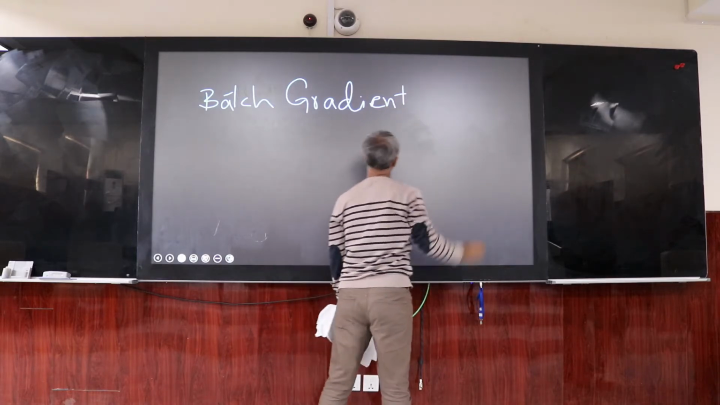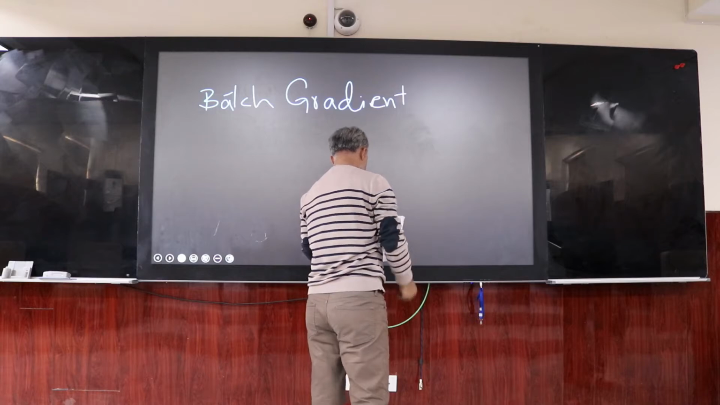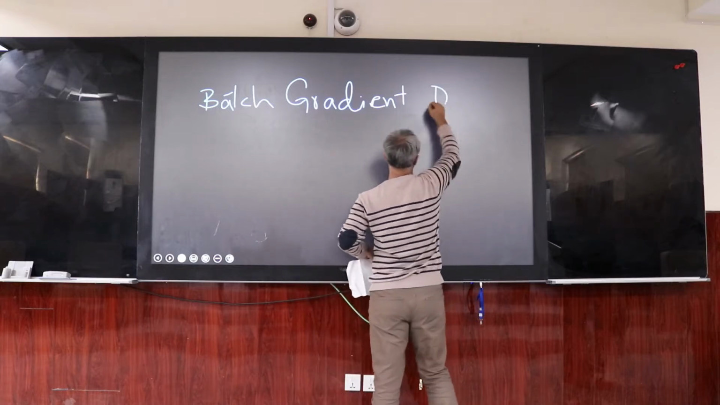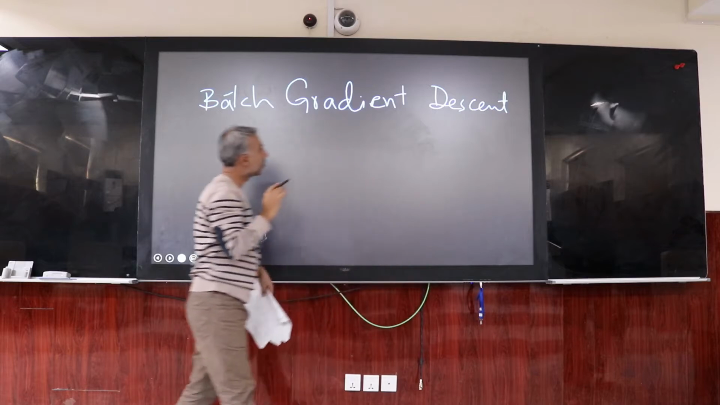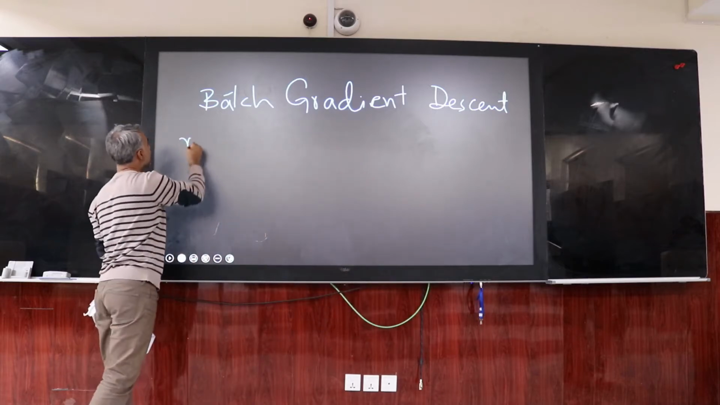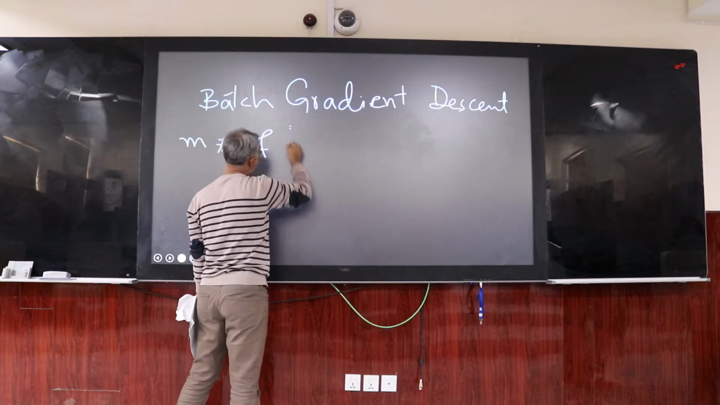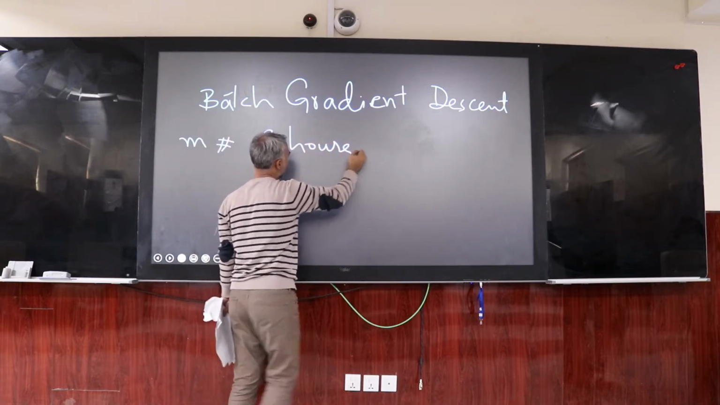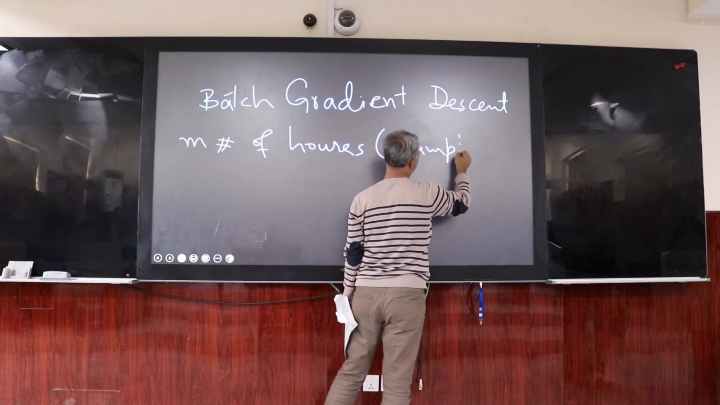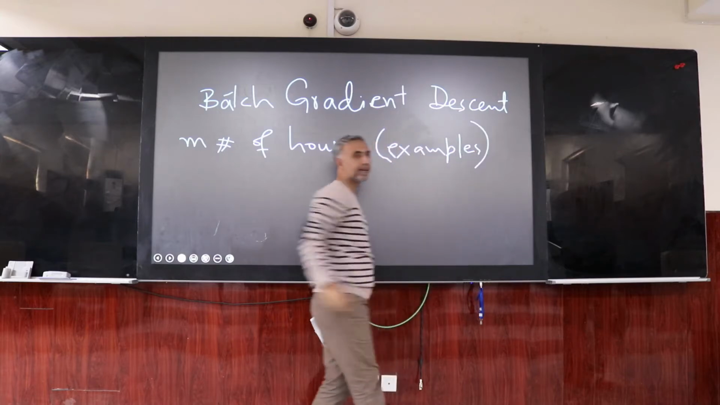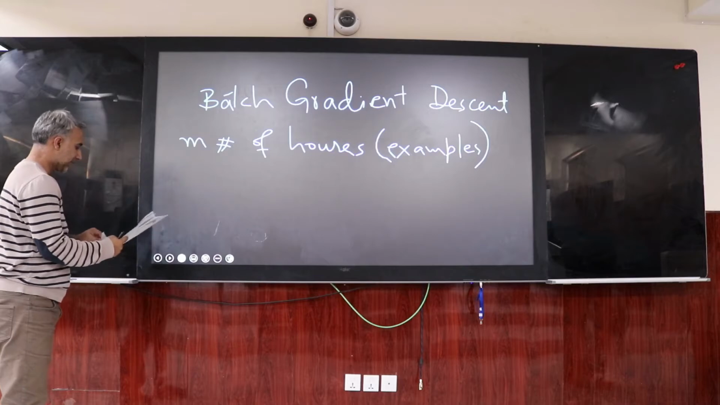Batch gradient descent function. In a case, once we will consider m number of houses, or you can say examples.